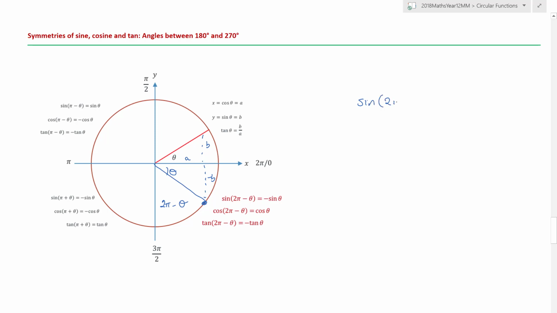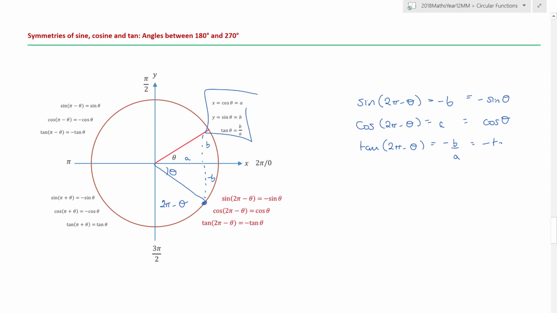So the sine of 2 pi minus theta, well, the sine on the unit circle is the vertical distance, so that is negative b. The cosine of 2 pi minus theta is equal to a, because it's the horizontal distance, and that would give me that the tan of 2 pi minus theta is sine divided by cos, minus b on a. Let's reference it back to our original values here. So minus b would be minus sine theta, a would give me cos theta, and minus b on a would give me minus tan theta.